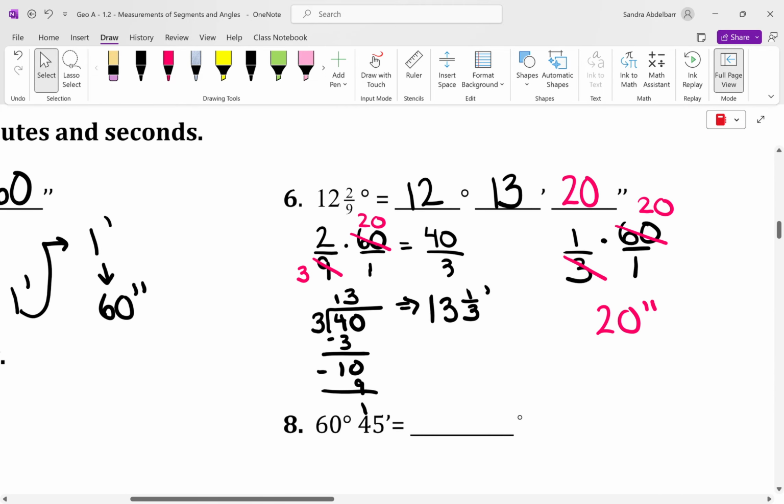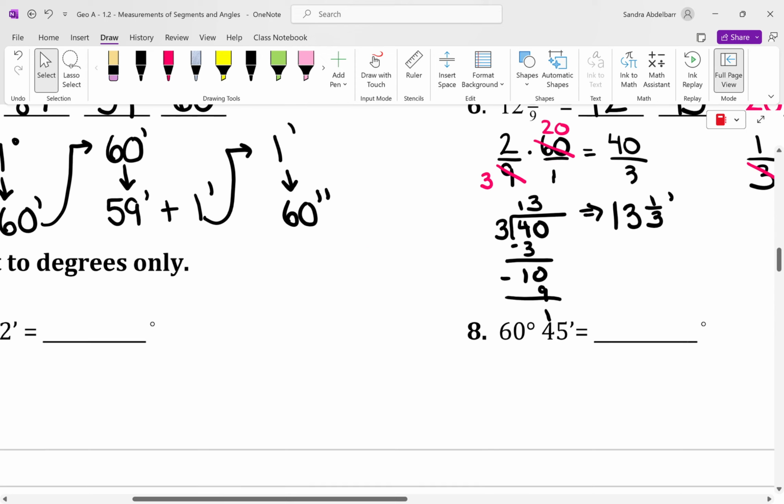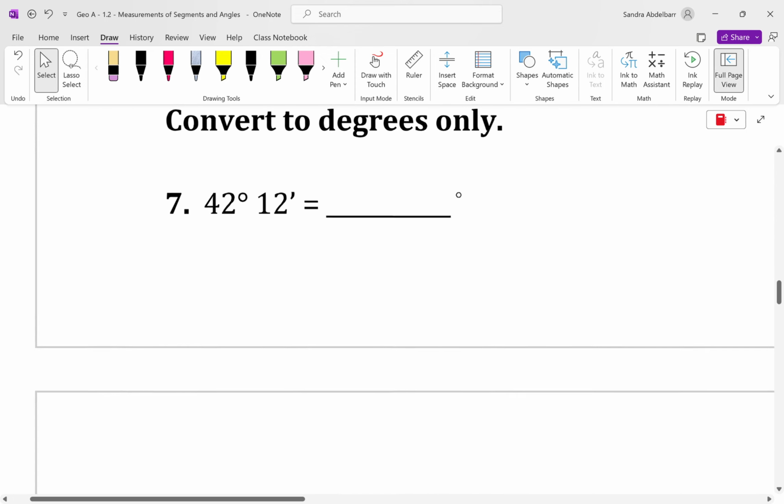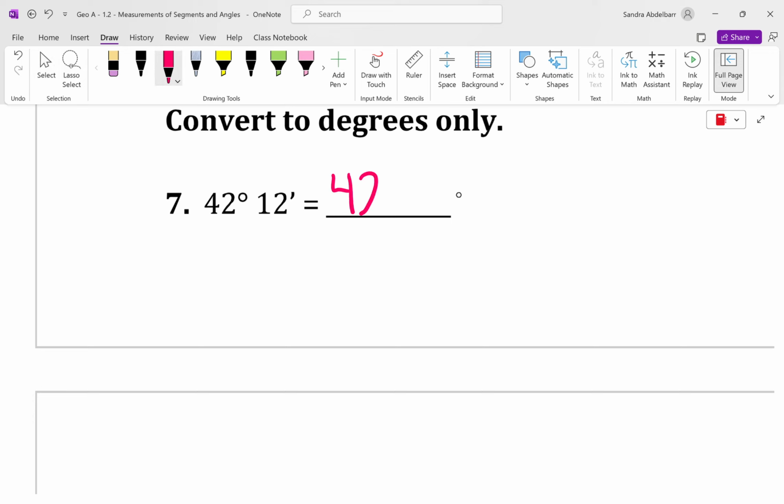Okay. The next part, was anybody still copying this? No. Okay. So now what we're going to do is convert to degrees only. Actually, it doesn't take as long. So 42 degrees and 12 minutes. We're going to obviously keep our whole number, and we're going to change the minutes into the fractional part.